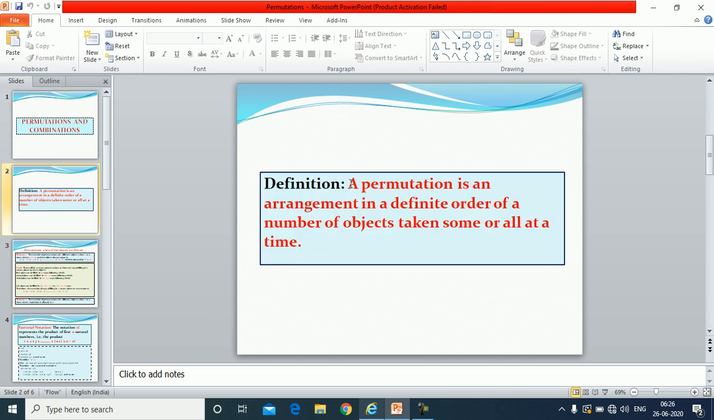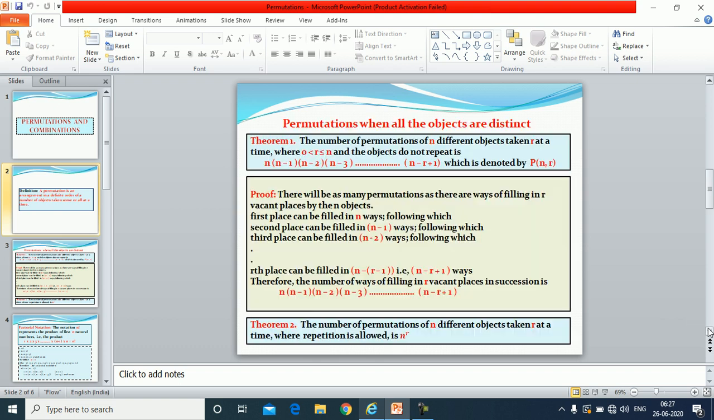Now see, the definition says a permutation is an arrangement in a definite order of a number of objects taken some or all at a time. That means say you are having 10 different objects, out of which maybe you have to arrange all the 10, or maybe you have to arrange some of them, like 5 out of 10. So this arrangement in a particular order of different objects, either taking them all together or taking some at a time, is called permutation. So permutation is an arrangement.